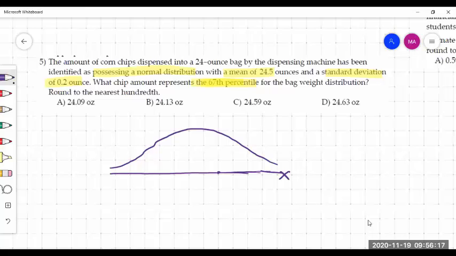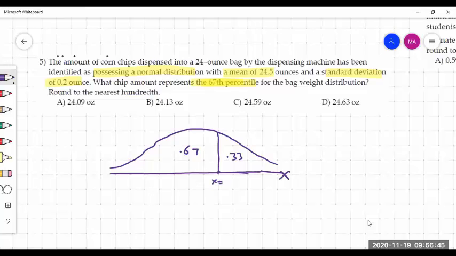So this is the 67th percentile, right? It means that the area, and this X we have to find. This area is 67% or 0.67, and the remaining 0.33 would be on this side. And we have to find Z for this X value, what this weight is. So X is representing the weight here.